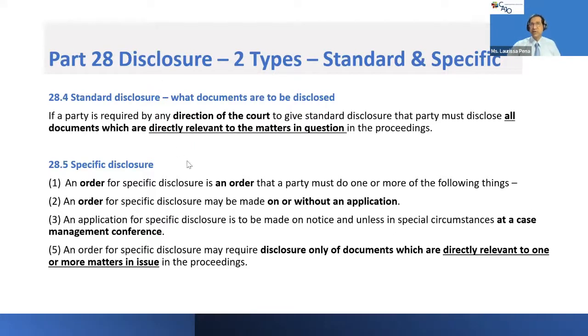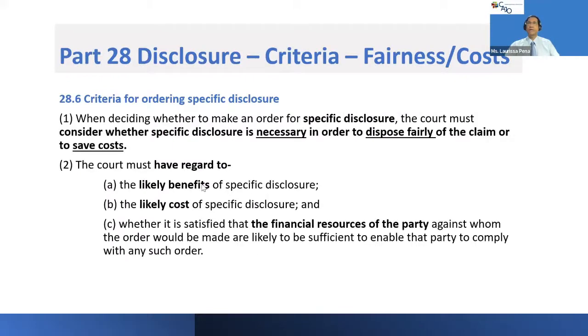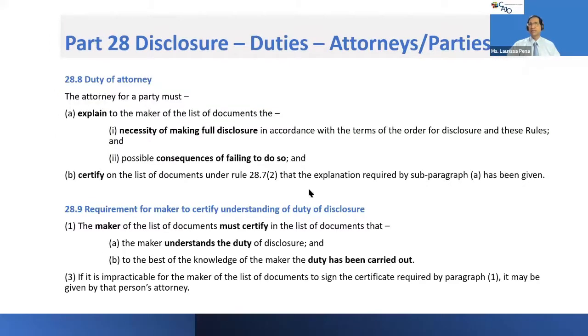So even though I have said generally standard disclosure first, followed by specific disclosure, be flexible, because in certain cases, it may be that the first order you may want to make is an order for specific disclosure. All right, let's move along very quickly. What are the criteria? The basic criteria turn on fairness and cost. These are the overriding objective principles. You must have regard to benefits. That's why sometimes specific disclosure can be preferred, and the cost, and also the financial resources of parties.